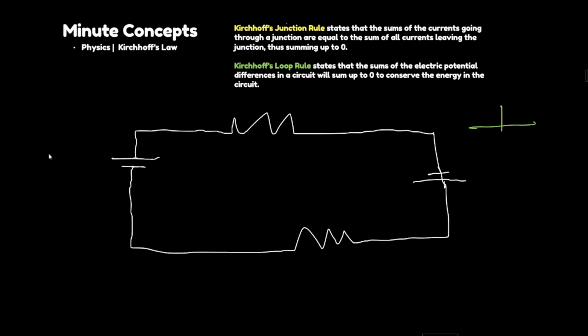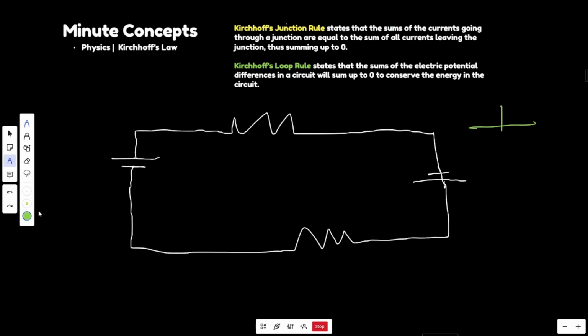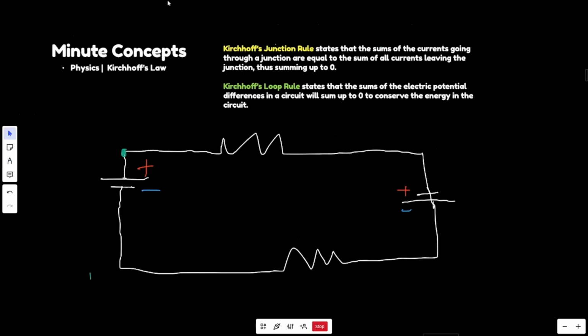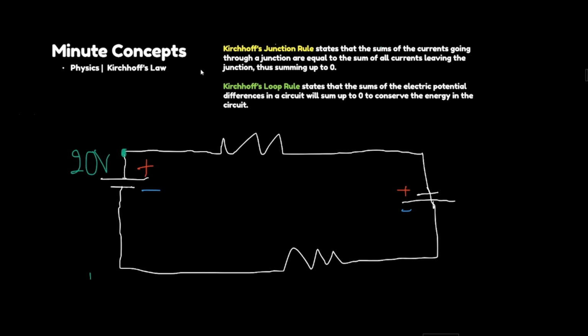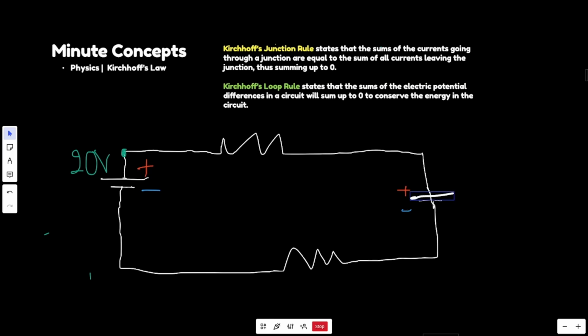So let's assign some values to our batteries and our resistors. Let's give this a 20 volt voltage. Now wait, sorry, the battery here is flipped. It should be shorter. This should be larger. There you go. Okay. Now this can be 5 ohms and this can be 10 volts. This could be 3 ohms.